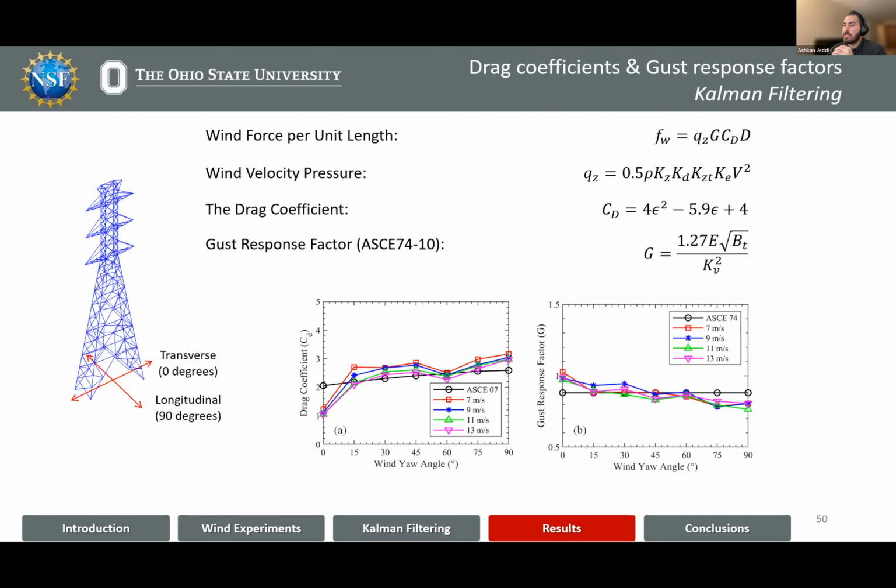So for example, the estimates from our proposed approach can be compared with ASCE suggestions in the figures in this slide. It can be observed that there is a significant difference across all tested wind directions and wind speeds.